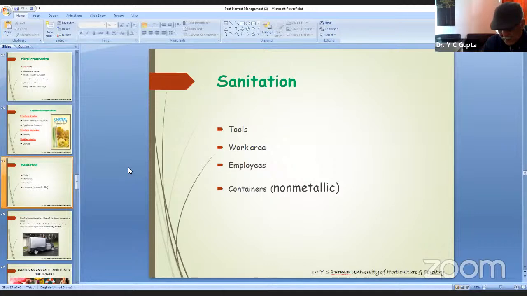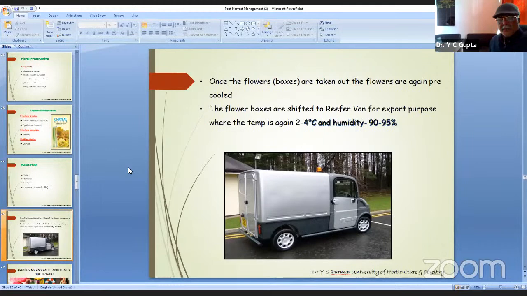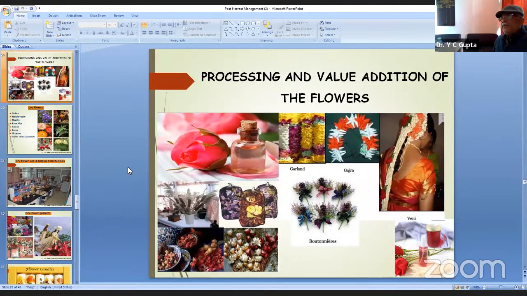Once the flowers are taken out, they are again pre-cooled. The flower boxes are shifted to the reefer van for export purposes, where the temperature is 2 to 4 degrees centigrade and humidity is 90 to 95%. Sometimes we face a problem. If we are harvesting flowers from Himachal Pradesh during summer, the temperature here is 10 to 20 degrees centigrade. We are sending flowers to the Delhi market where the temperature is more than 35 degrees centigrade.